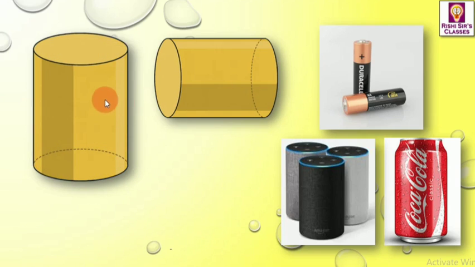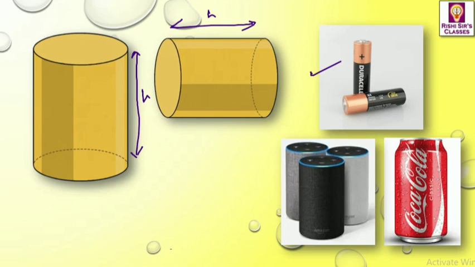Now one more thing: if we have a horizontal or a vertical cylinder, in both cases it will be h only. If it is standing, if it is vertical, in that case also the height is this, and if it is horizontal, in that case also it will be height, it will not become length. We will count it as height only. There are several shapes like bottles or cans, Alexa or Echo, or we can say Duracell cell. All these things are real life shapes of a cylinder.